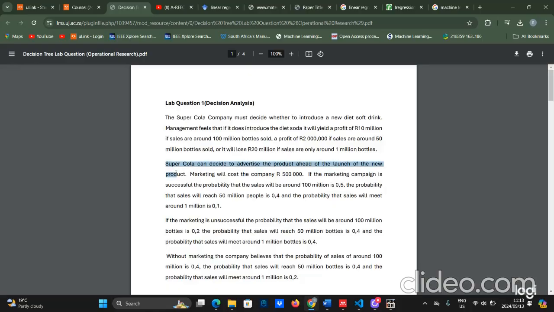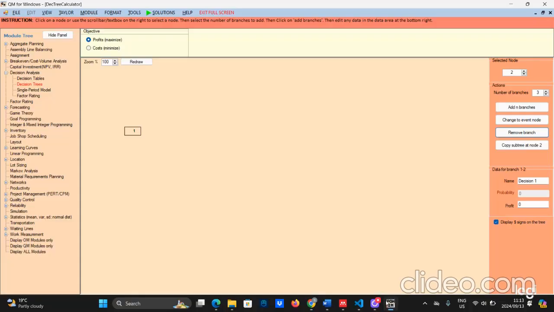They should advertise ahead of launch, which means before they introduce the drink, they want to do some advertising, right? And then in that advertising campaign, it will either be successful or unsuccessful. So initially we'll have two decisions, which means we'll have two branches coming out.